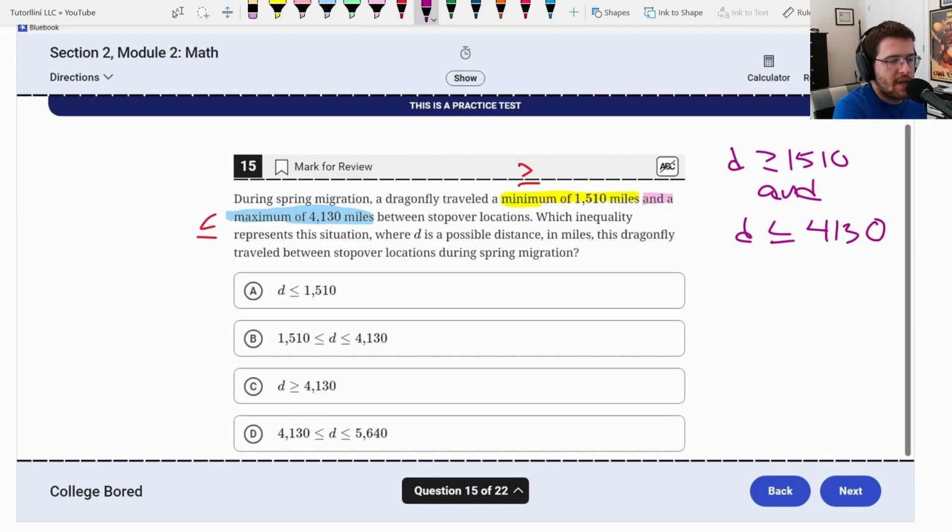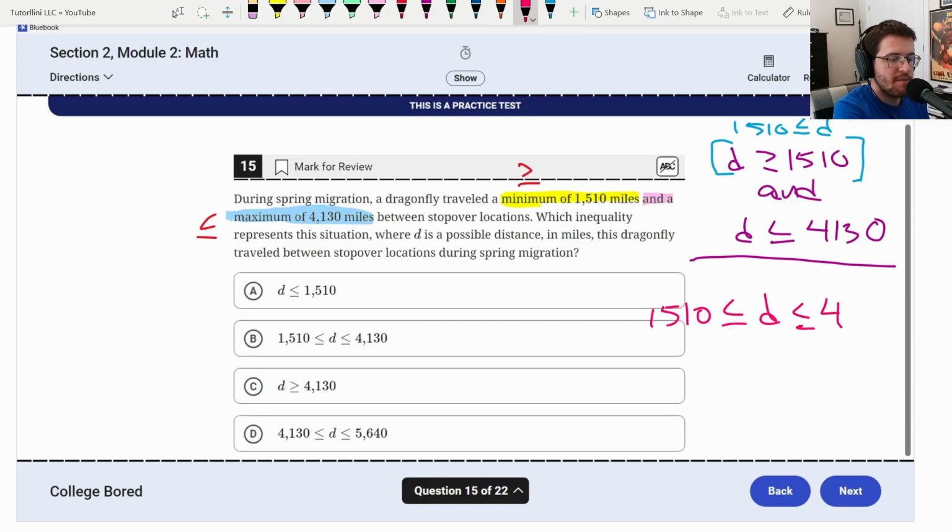When you have and inequalities that kind of align properly, what we do is we write it as what's called a compound inequality. So you notice if I flip this one around and I make it 1510 is less than or equal to D, it's the same inequality, I just switched how I said it. It's the same inequality, see the mouth is facing the same way. And then you can kind of glue them together like this. So 1510 less than or equal to D, and then kind of stitch it together with this part is less than or equal to 4,130. And that is giving us answer choice B.